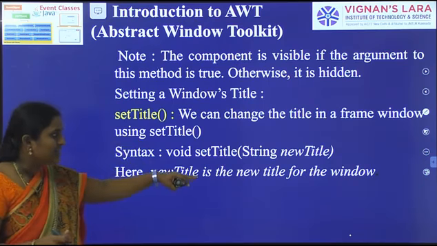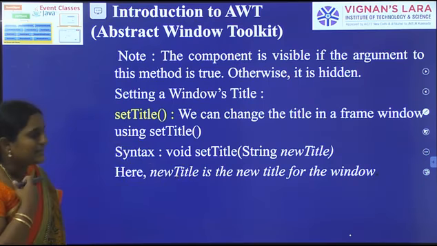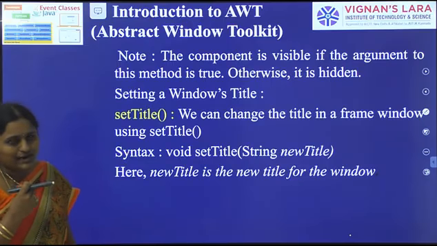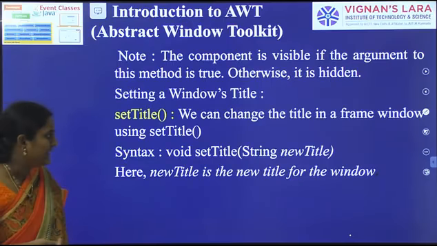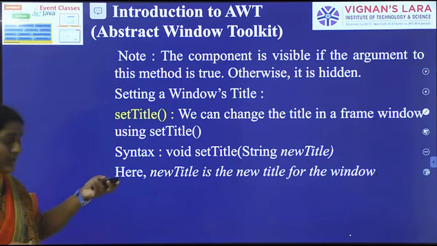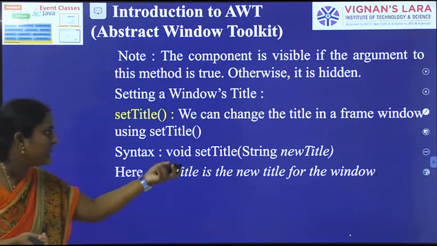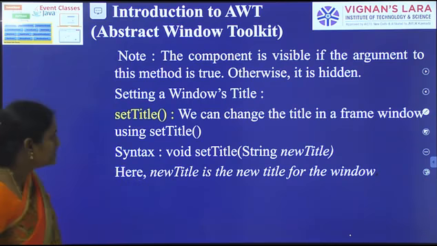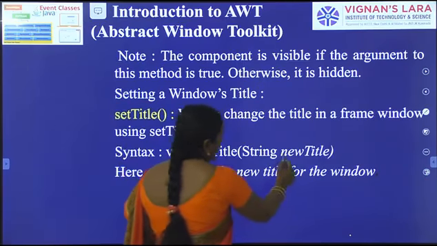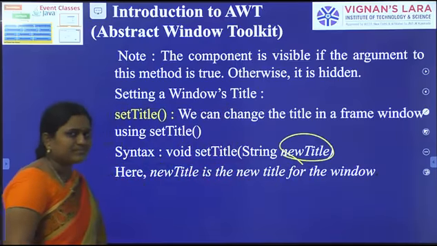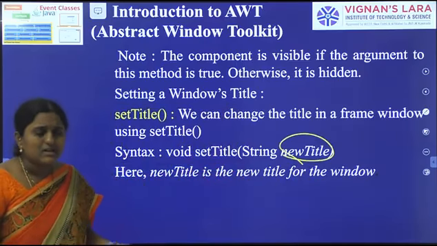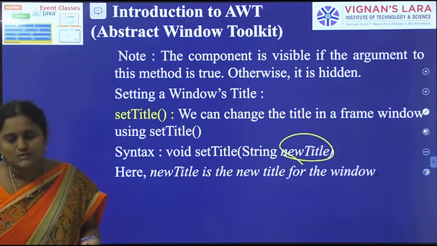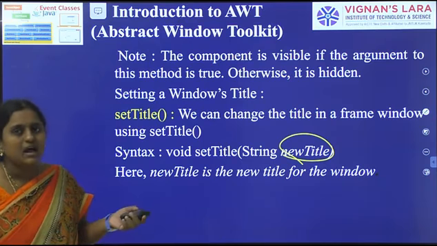Here the syntax is void setTitle. setTitle is a method, and a String is the argument supplied to the setTitle method. Here, newTitle means the new title we have to set, and that title is displayed here. It is a String type. An existing title is already there, and sometimes we want to modify it. This method is helpful to set the title of the frame or to change it.